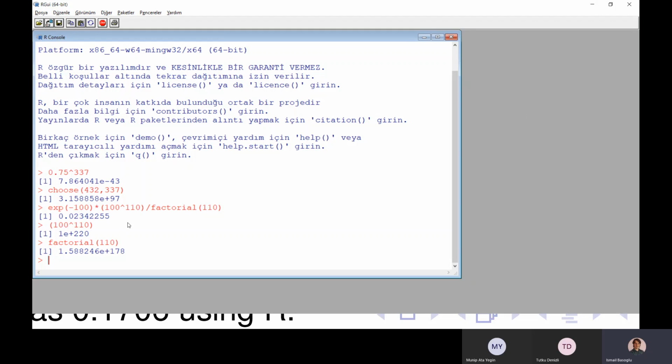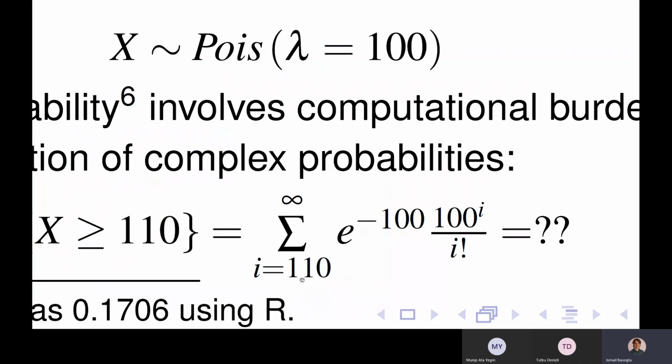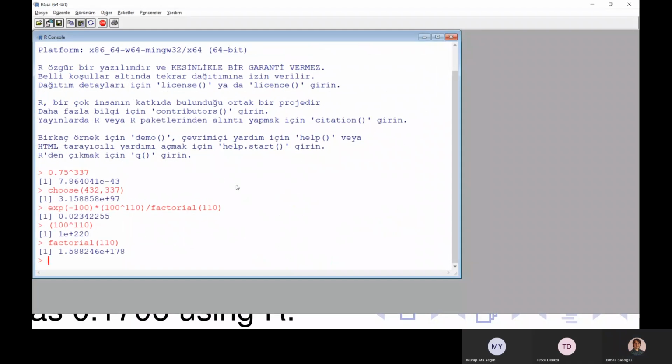Now, I am not just going to do that for 110. I am going to do the same thing for all possible values from 110 to infinity, or you can do it the other way. I can calculate the probability mass values from 0 to 109 and subtract the sum of these probability mass values from 1 to end up with my desired probability. Now, this program here can help me to calculate that probability.